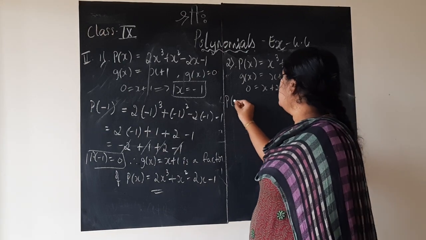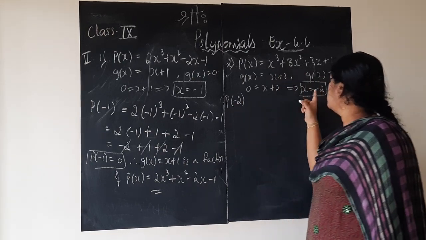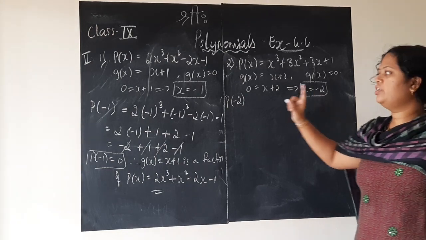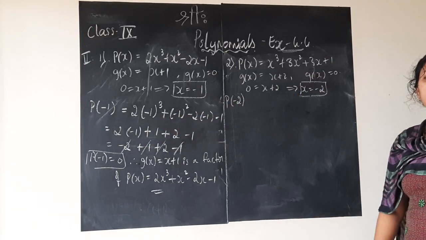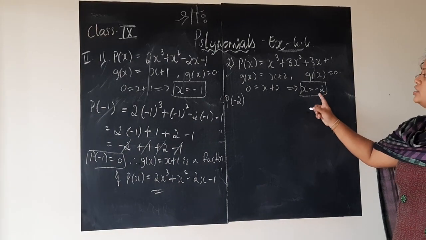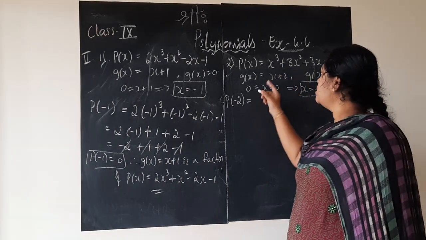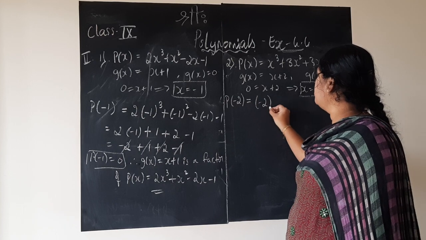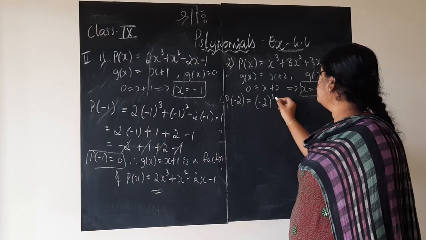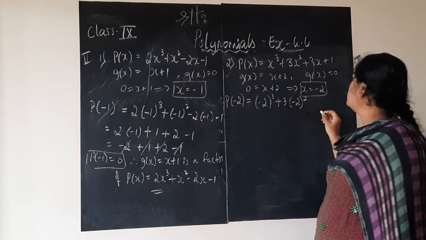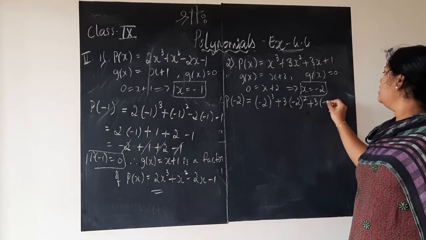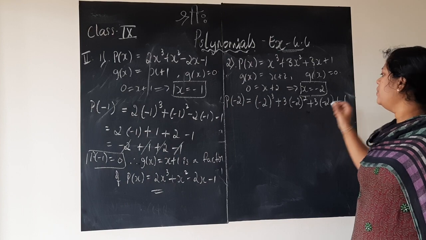So now what is P of x? In place of x, what should I substitute now? Minus 2 here we got. Before, we got minus 1, so throughout the expression, in place of x, we substituted minus 1. But here we got x to be minus 2, which means throughout the expression, in place of x, we should substitute minus 2. x cube, minus 2 whole cube, plus 3 into x square, minus 2 whole square, plus 3 into x, minus 2, plus 1.